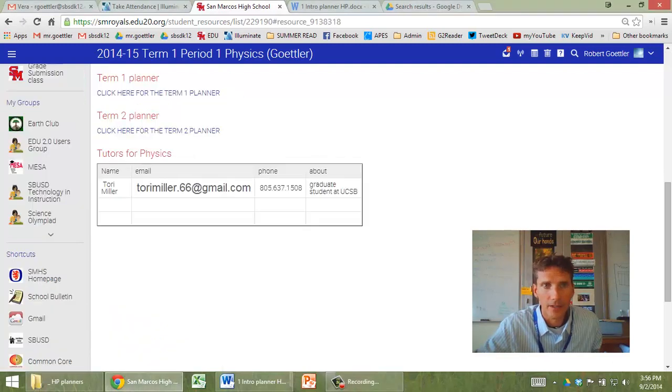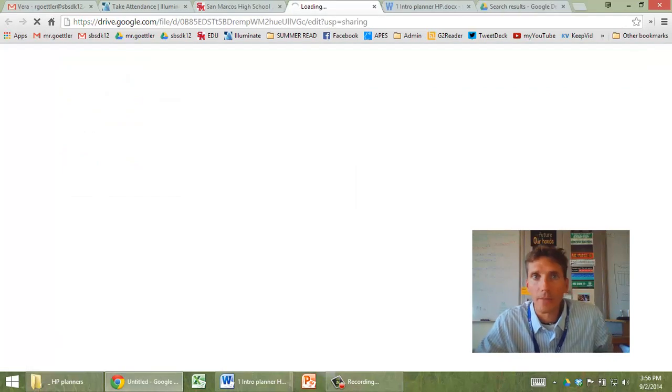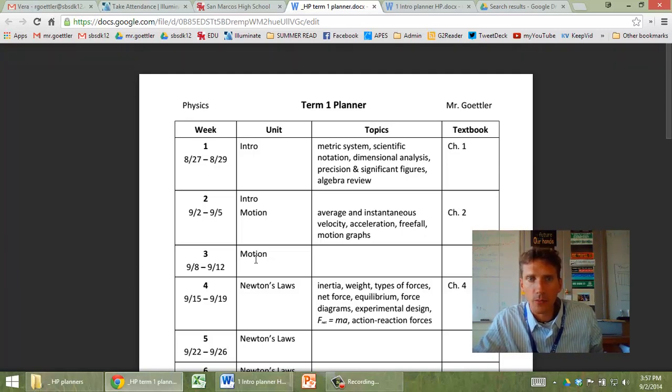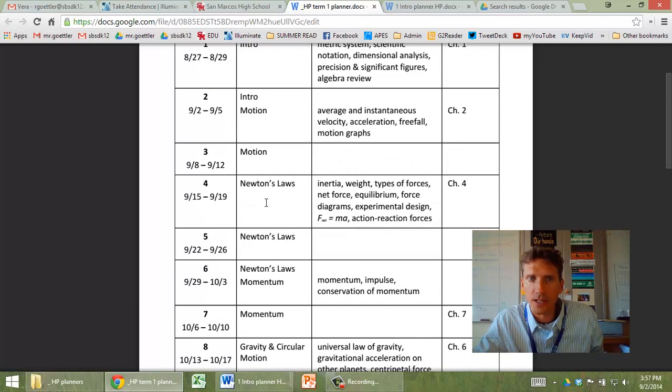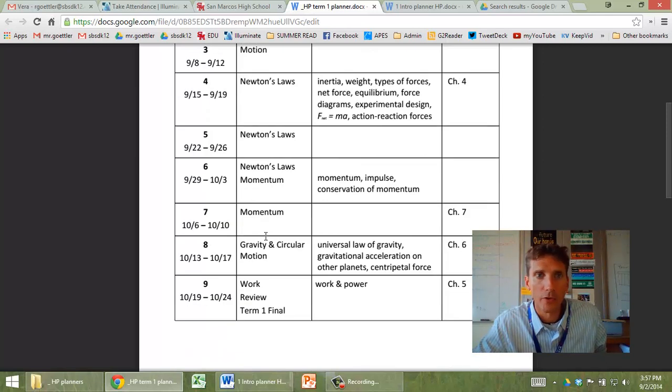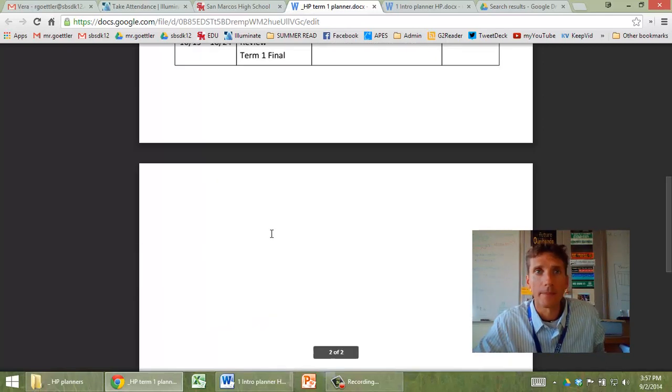So the Term Planner, and it says here, okay, so here it is, and you can see that we're now in week 2. We're still doing some intro work. We're going to be starting our study of motion, possibly this week, but more likely next week. After that, we'll have a study of Newton's laws of motion, feeding into our study of momentum and gravity and circular motion. And so it's a similar thing for Term 2, okay?